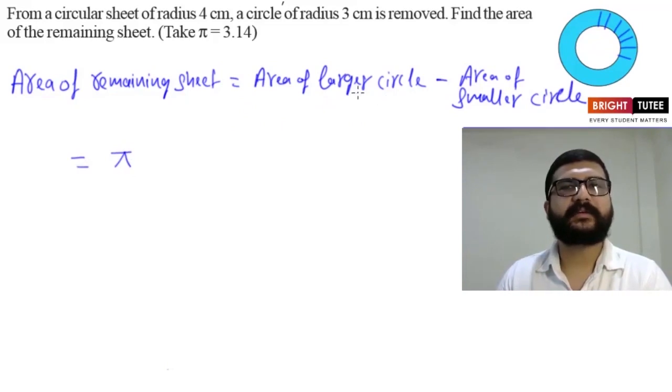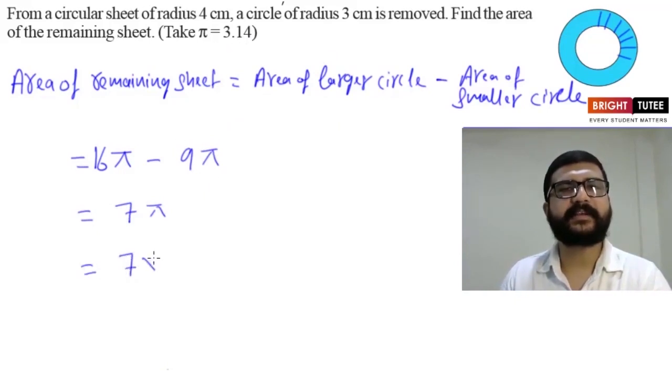So this will be equal to pi into r square. And what is the value of radius of the larger circle? It will be 4 centimeters. So it is pi into 4 square, it means 16 pi, because 4 square is 16. Now minus area of the smaller circle, it will be pi r square and r will be 3. So r square means 9, so it will be 9 pi. Now 16 pi minus 9 pi, this will give us 7 pi. And the value of pi we have to take as 3.14. So this will be 7 into 3.14.